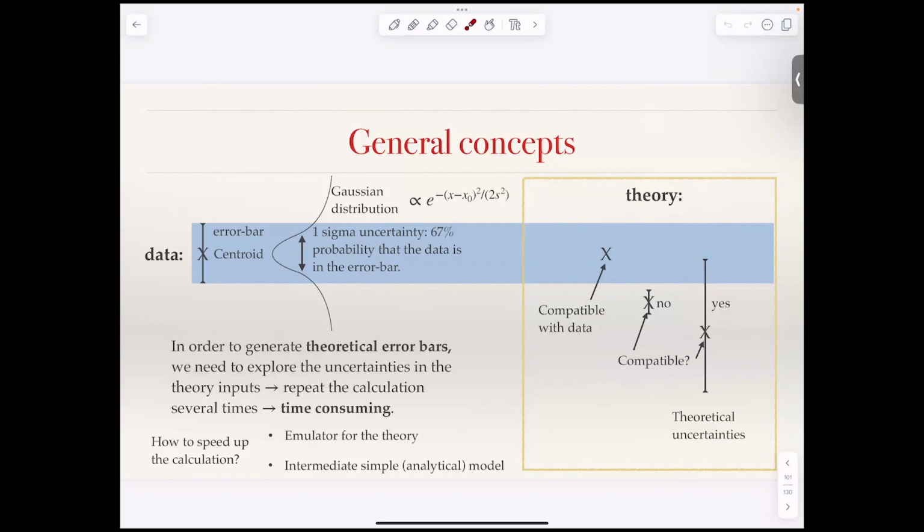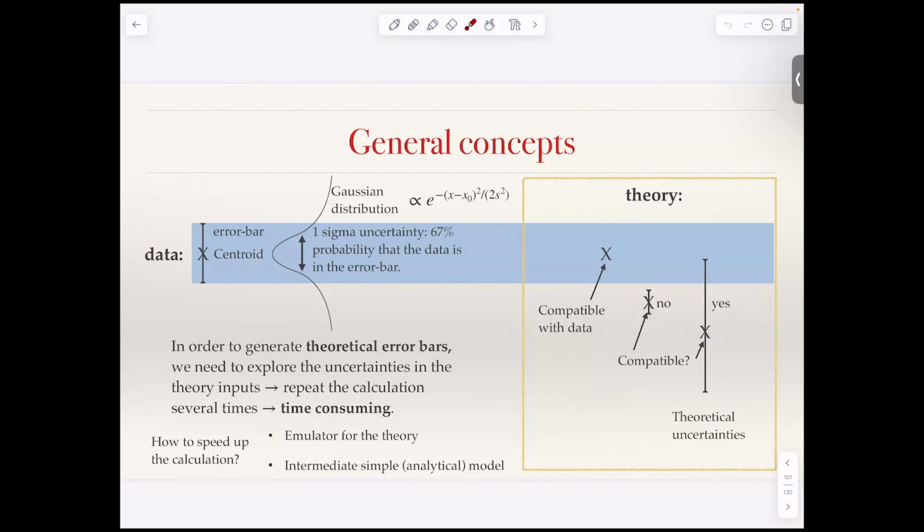The problem is that usually people have theories, and it takes days or more to obtain one result. And in order to explore the theoretical uncertainty, you have to repeat the same calculation 10, 100, or more, thousands of times, in order to estimate a distribution of prediction.